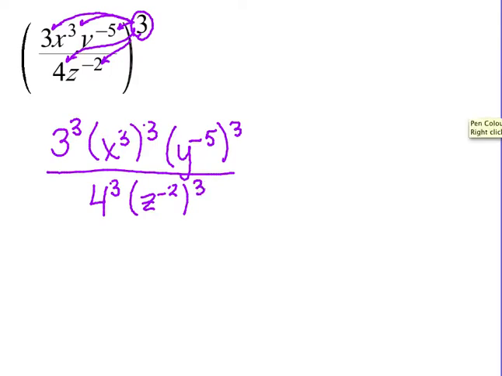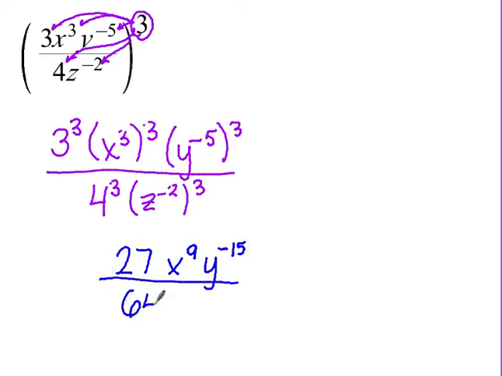What is 3 cubed? 27. What is x to the 3rd cubed? X to the ninth. What's this one going to be? Y to the what? Negative 15, good. On the bottom, what do we get? 64. Z to what power?